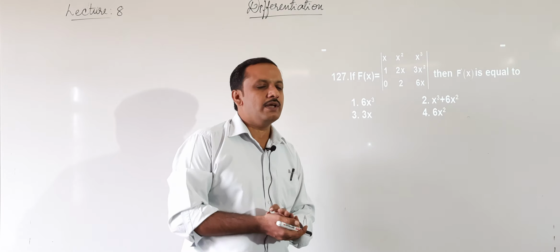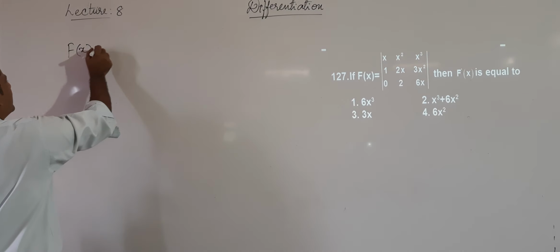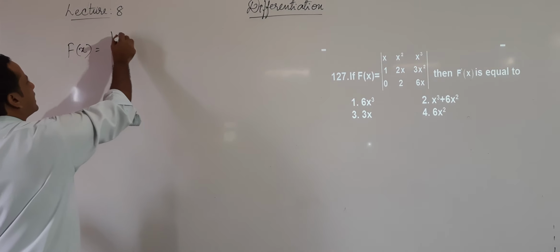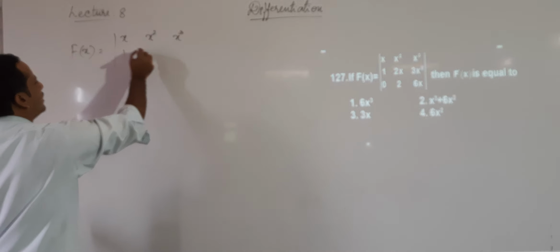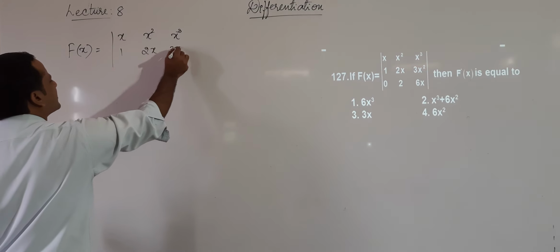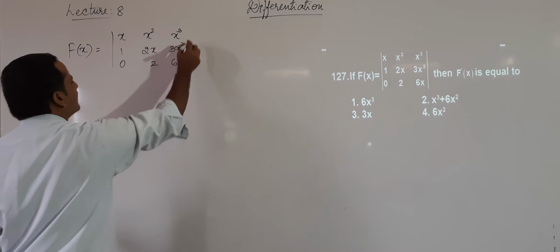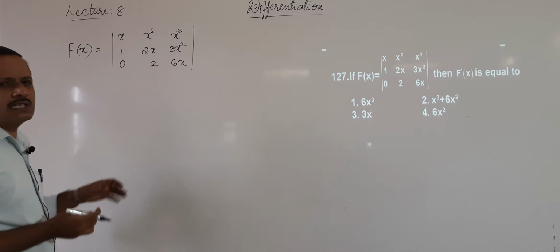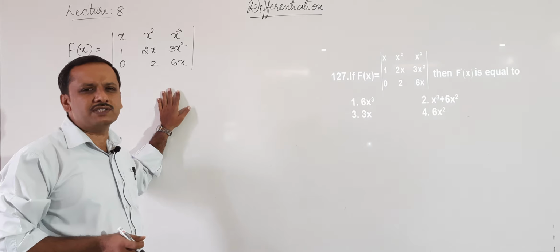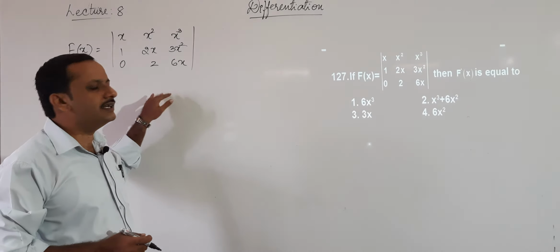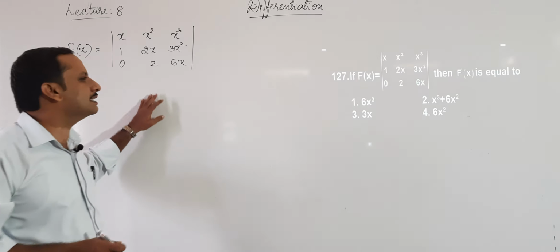Okay. So, f of x is equal to determinant of x, x square, x cube, 1, 2x, 3x square, 0, 2, 6x. First we shall simplify this, we shall evaluate the value of this determinant. After that, we will differentiate it to get f dash of x. That is one way of solving this problem.